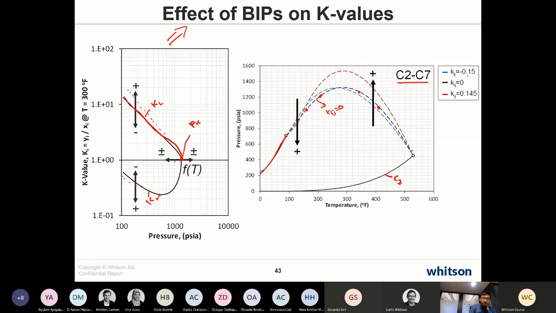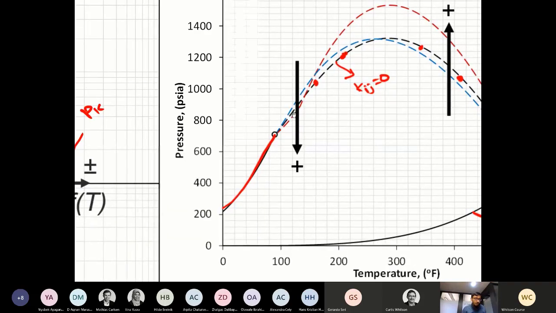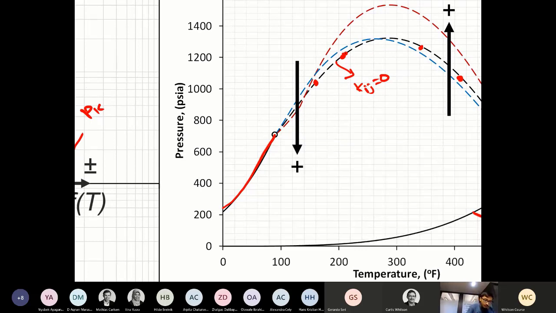Now, if we have a positive one, that is this red dotted line. So what you see here, maybe I should just zoom in a bit. Okay, now I cannot write. Yeah, so what you see here at this point.